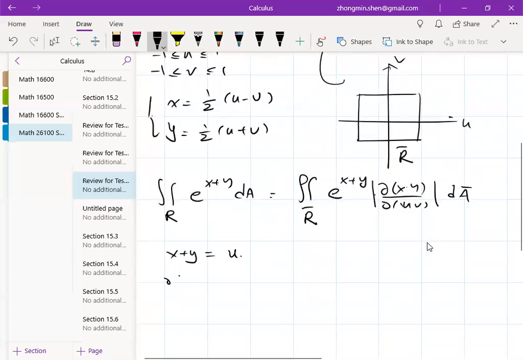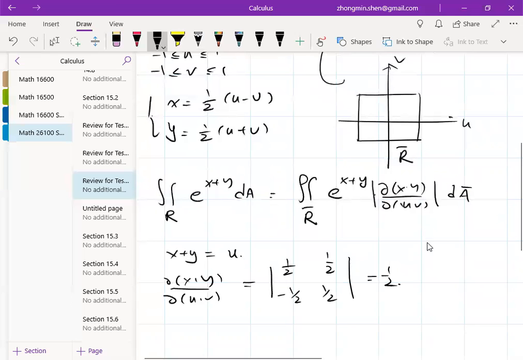And the derivative of the transformation, which is called the Jacobian determinant. So you have to differentiate x with respect to u, it's 1/2. Differentiate y with respect to u is 1/2. Differentiate x with respect to v, and y with respect to v. Okay. So the determinant will be a quarter minus negative quarter, which is 1/2.